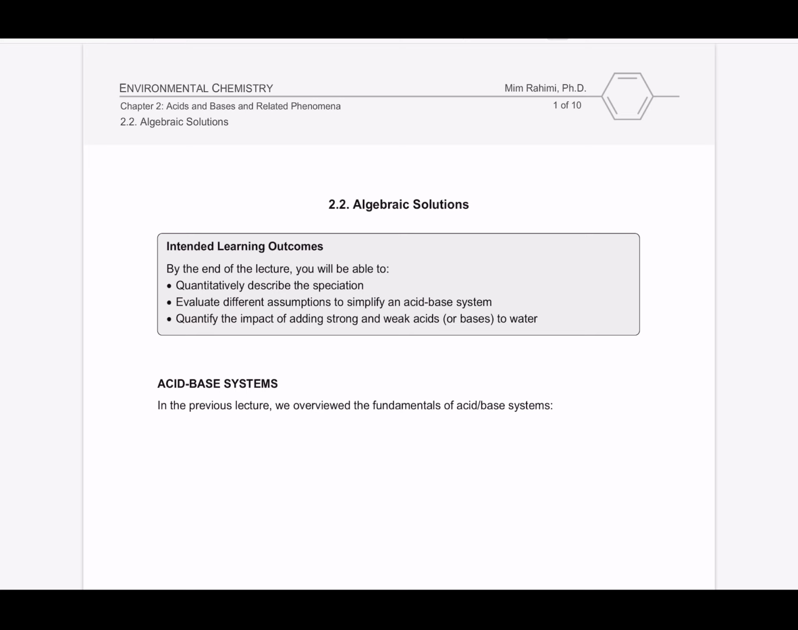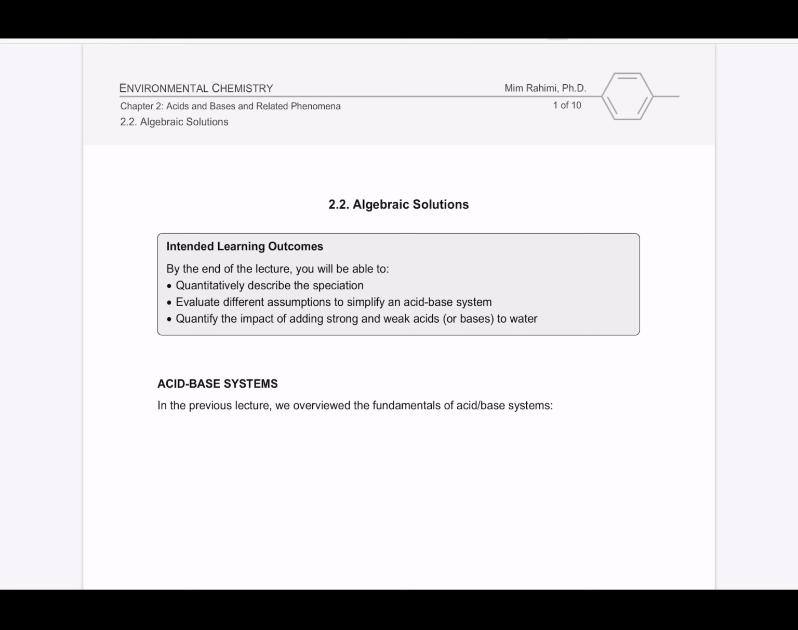So basically we're solving for the concentration of each species in the system. And also we're going to evaluate different assumptions to do a little bit of simplification for this lecture. And also look at the impact of adding strong and weak acid to water and see how that changes the speciation in water. So today what we're going to learn stays with us for the whole course. So this lecture is very important.